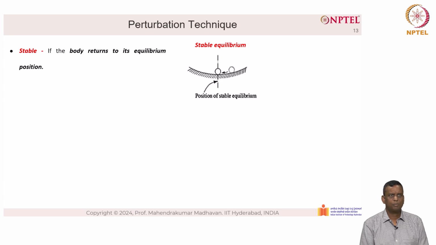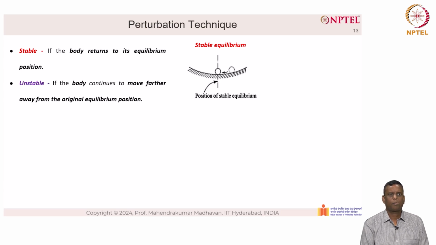So let's look at stable. If the body returns to the equilibrium position, as you can see from the right side, there is a concave surface. You put a small ball or a roller object, and then you apply a small perturbation to the stable object here, and it moves to the right or to the left depending upon the direction of the perturbation, and it returns back to its original position. This is called the structure is in stable equilibrium.